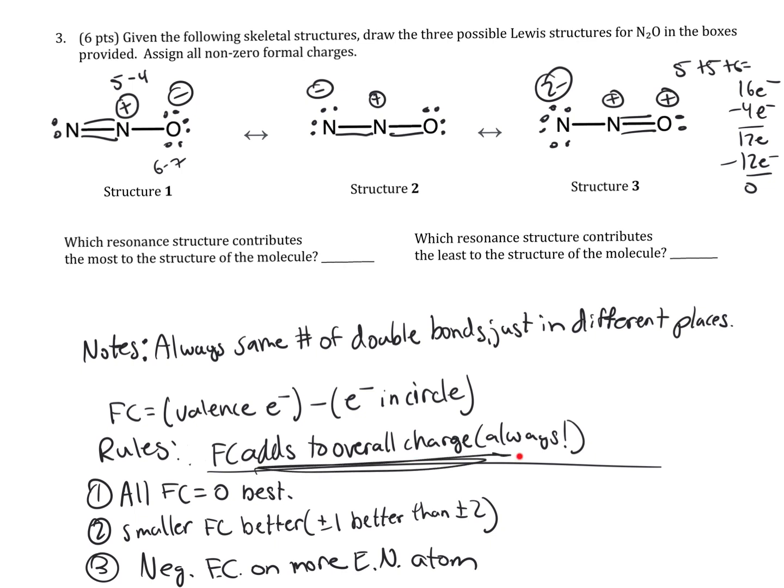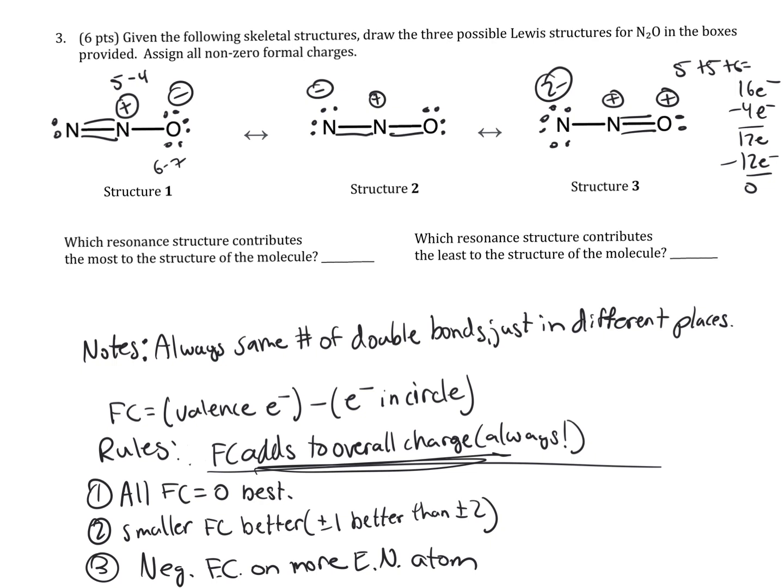Okay, now I can use the rules to, well, first let's use our rule down here. Formal charge always adds to the overall charge, so that's a check that we have correct Lewis structures. Plus 1 and minus 1 add to 0, minus 1 plus 1 add to 0, minus 2 plus plus adds to 0. So again, that's a good double check that we have good Lewis structures here.